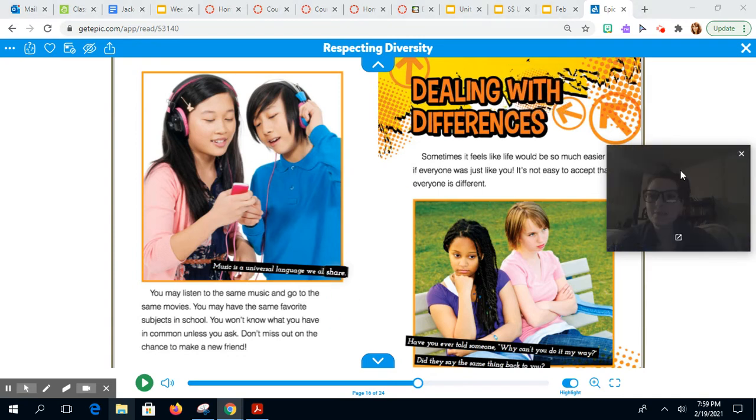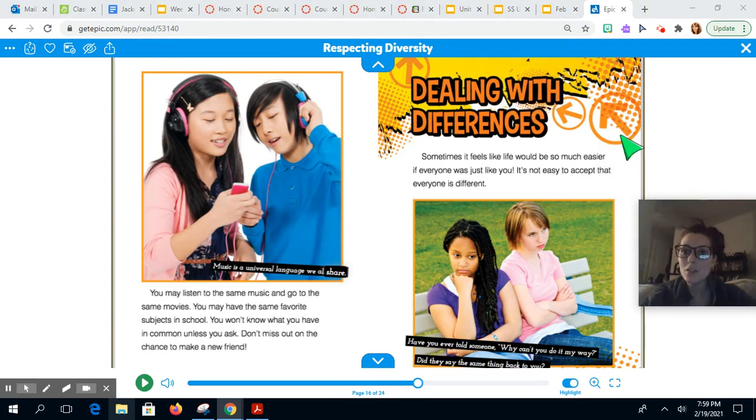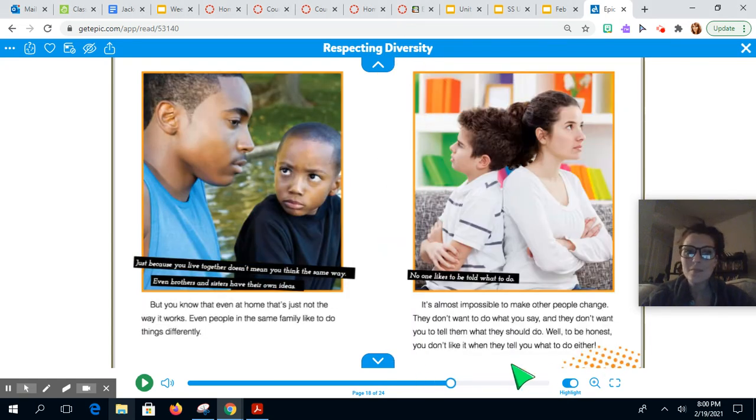Dealing with differences. Sometimes it feels like life would be so much easier if everyone was just like you. It's not easy to accept that everyone is different. Have you ever told someone, "Why can't you do it my way?" Did they say the same thing back to you? Just because you live together doesn't mean you think the same way. Even brothers and sisters have their own ideas. But you know that even at home, that's just not the way it works. Even people in the same family like to do things differently.